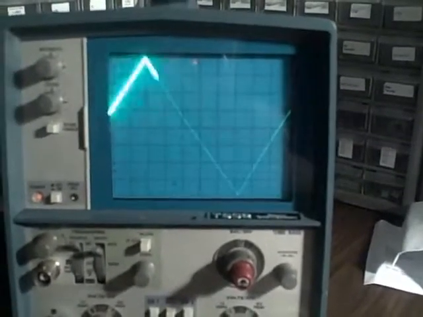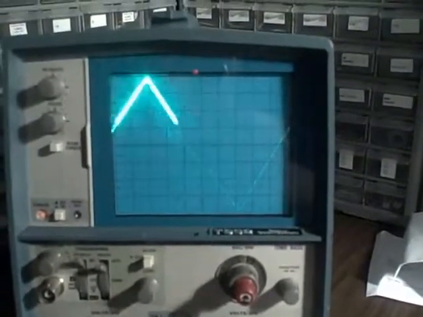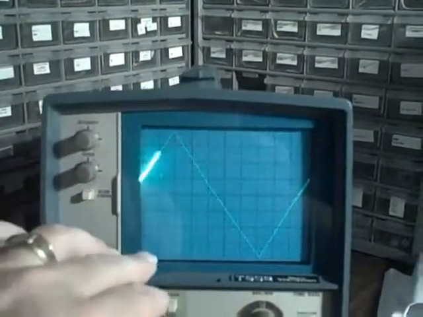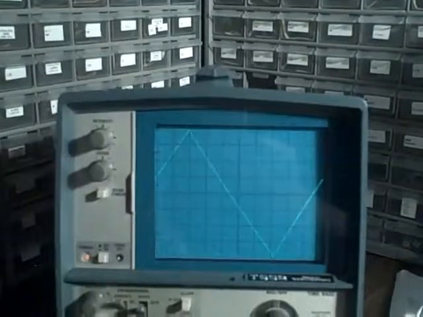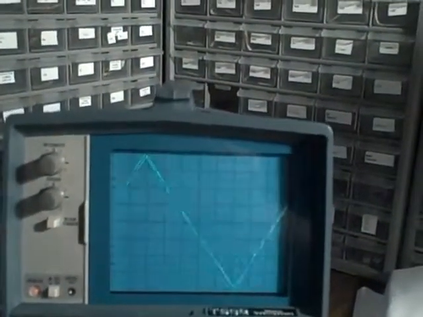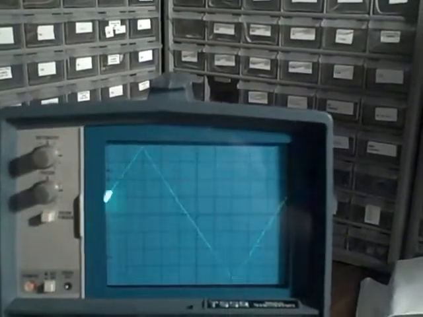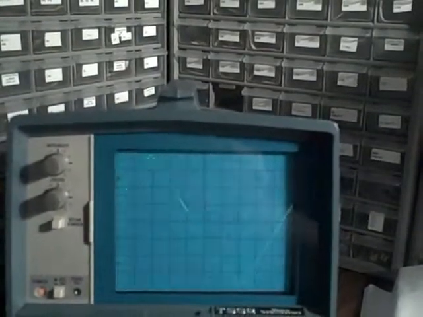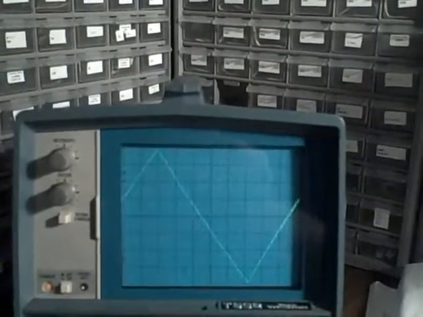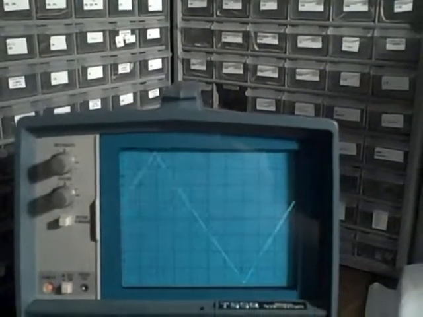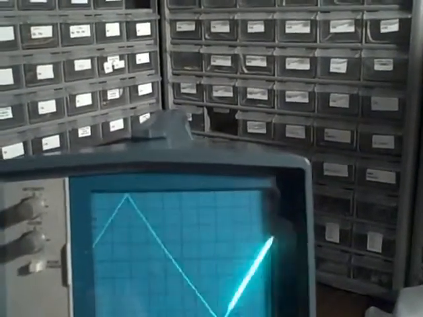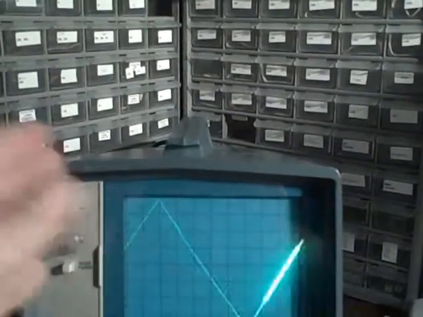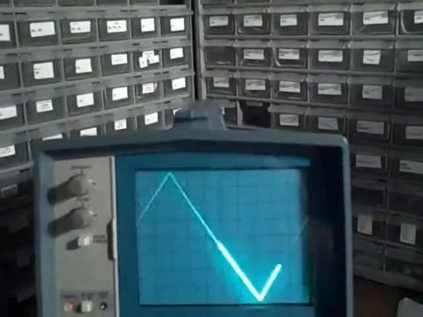We are displaying 4 volts across the screen, so it's 2 volts peak, or 4 volts peak to peak. We are on the 0.5 volt per division setting on a time-base probe, so 8 divisions times 0.5 would be 4 volts.